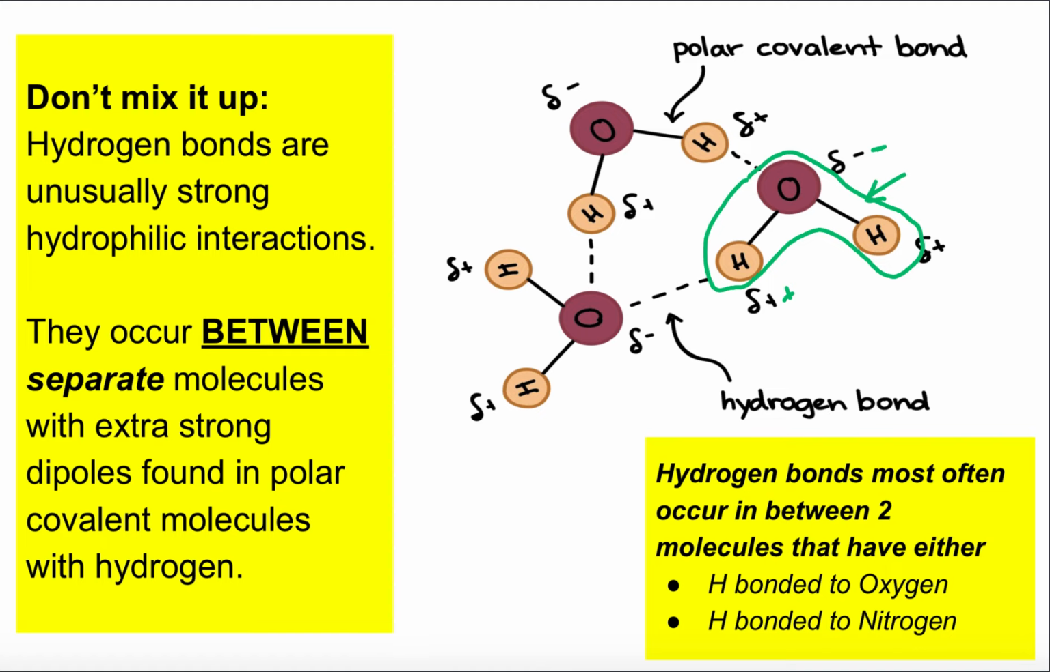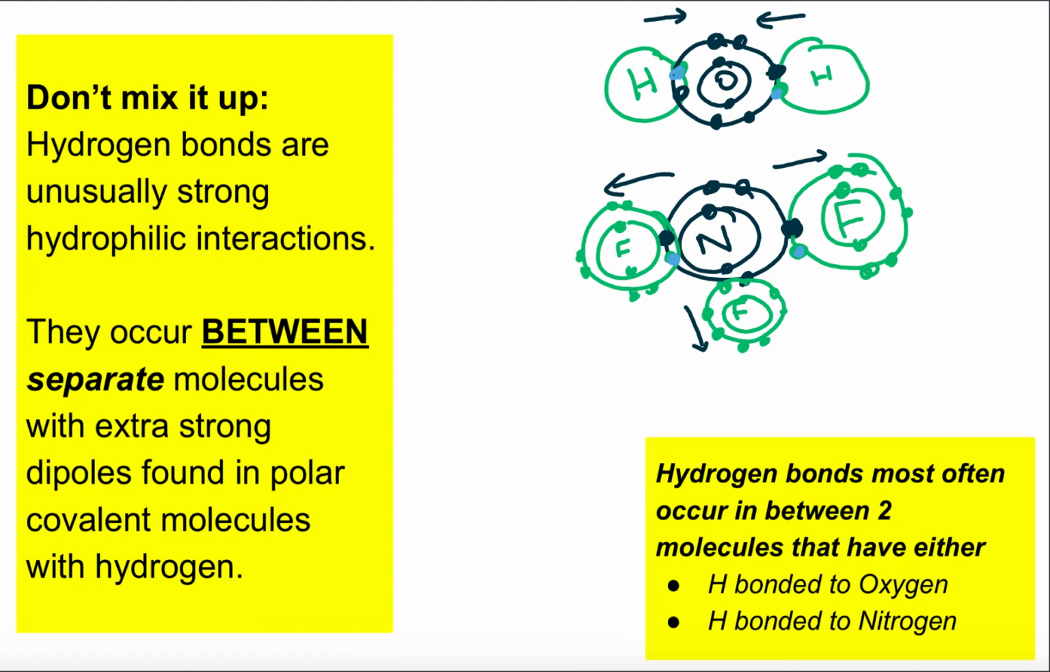And as a result, the connection that it can make to a different substance that also has the same situation going on, that also has polar covalent bonds with hydrogen, is a little bit stickier, a little bit stronger than a normal hydrophilic interaction. The most common kinds of polar covalent bonds that you will see with hydrogen in it that can form these really good, strong hydrogen bonds are molecules with hydrogen next to oxygen or hydrogen next to nitrogen. I'm going to see a lot of these in the macromolecules that we learn later in this unit.